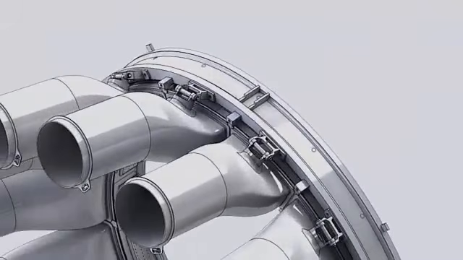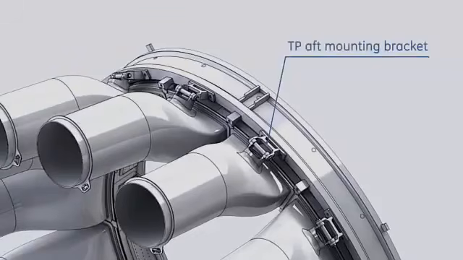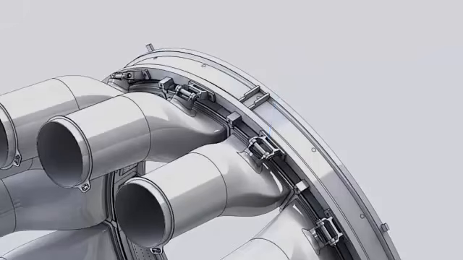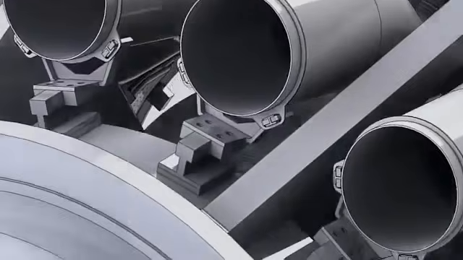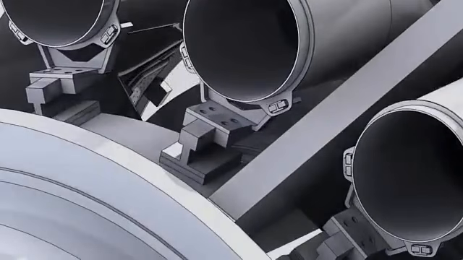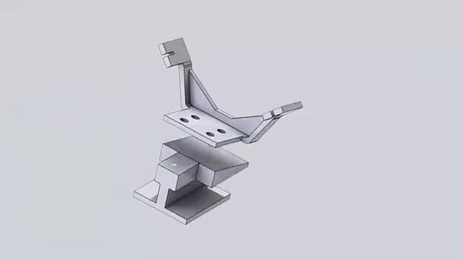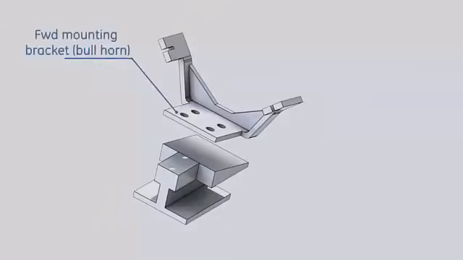Transition pieces are supported at the aft side by means of the aft mounting bracket, which is mounted on the first stage nozzle retainer ring. Each transition piece is supported at the forward side by a support clamp. This support clamp is mounted on the compressor discharge casing.